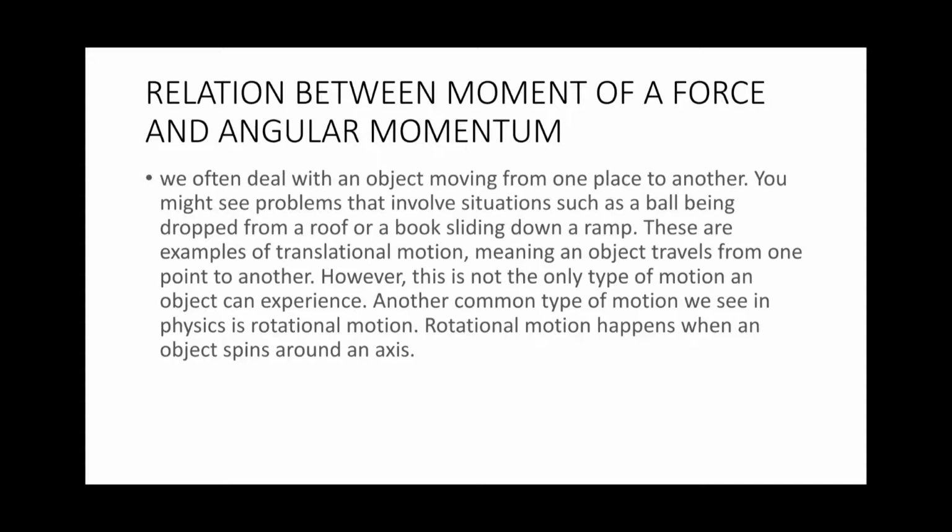When we compare translational and rotational motion, we find that the two have similar physical quantities. For example, translational motion has linear velocity, force, and linear momentum. Correspondingly, rotational motion has angular velocity, torque, and angular momentum. In this lesson, we're going to focus on angular momentum and its relation to moment of force.